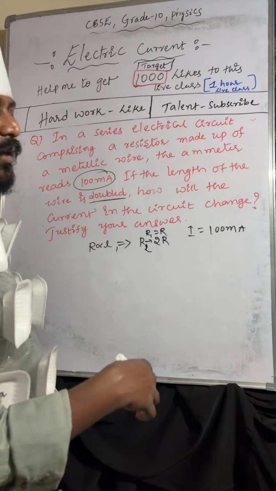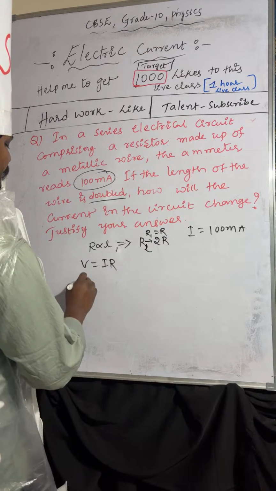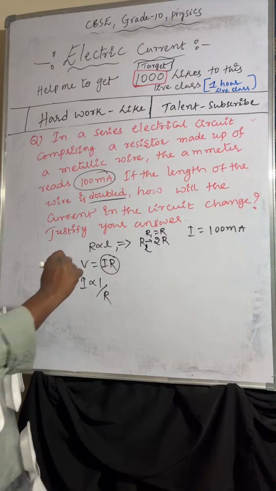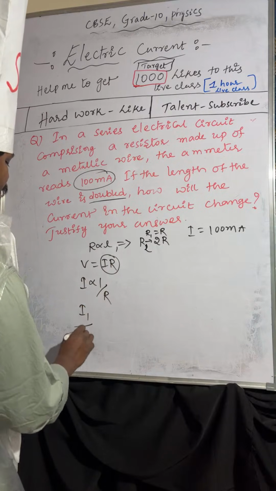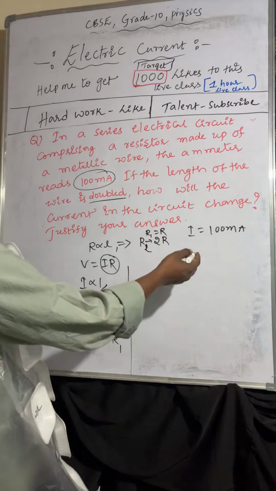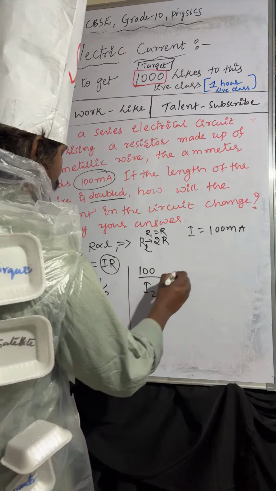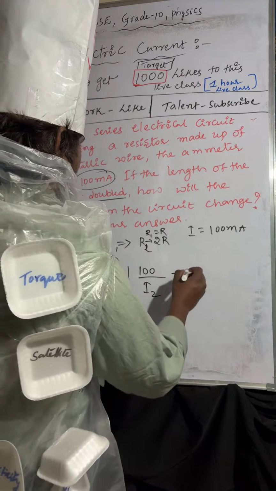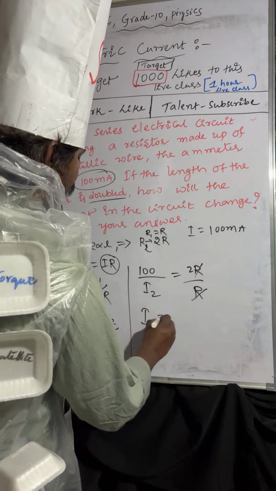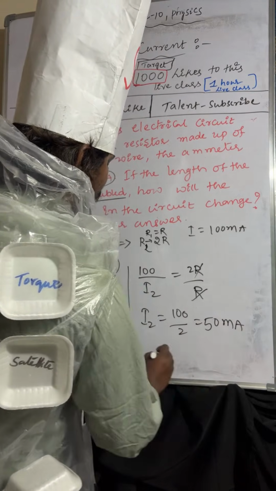Now we know from Ohm's law V equals IR, so I is inversely proportional to R. So I1 by I2 equals R2 by R1. The initial current given is 100 milliampere, so 100 by I2 equals 2R by R. R and R get cancelled. So I2 equals 100 by 2, that is 50 milliampere. The answer is 50 milliampere.